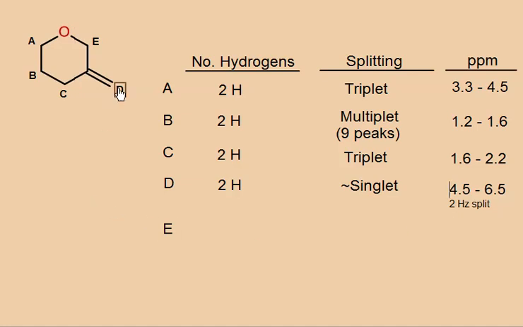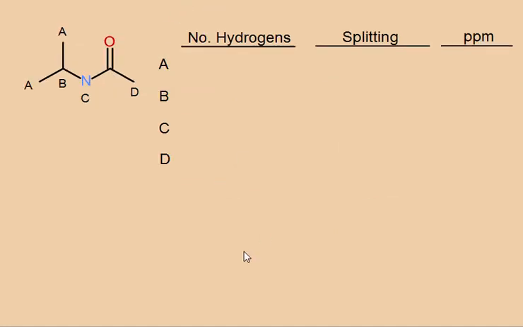And lastly, looking at the hydrogens on carbon E, we've got a pair of hydrogens again, which don't have any non-equivalent hydrogen neighbours this time, so just a singlet. And as we had on the other side at A, probably somewhere in the range from 3.3 to 4.5 for where the signal appears.